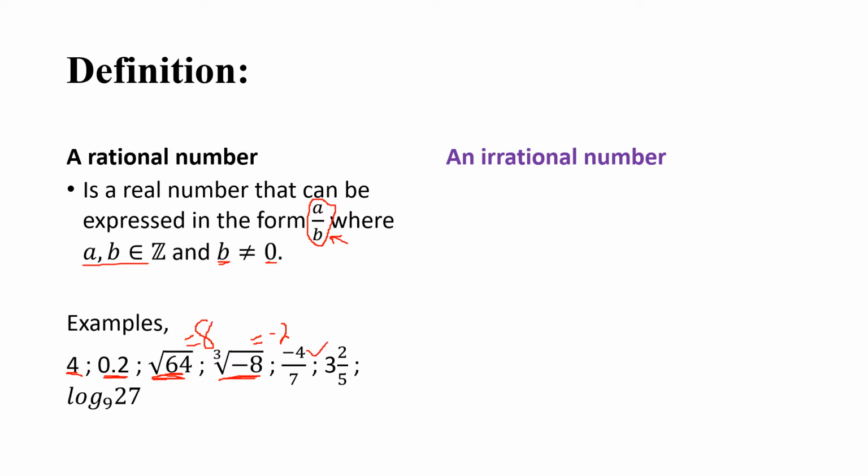Right, moving on to minus 4 over 7. Minus 4 is an integer. 7 is an integer. So minus 4 over 7 is a rational number.